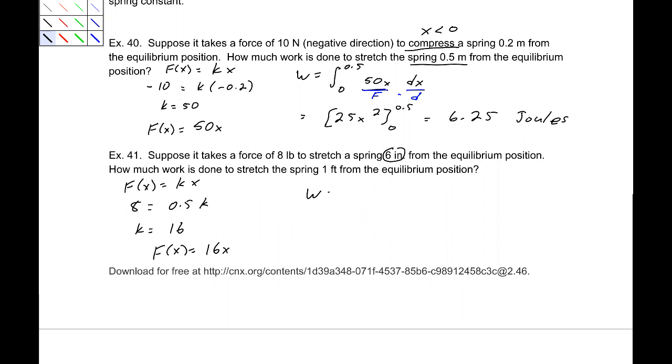Alright, now to find our work, that is the integral from 0, we are stretching 1 foot. So the integral from 0 to 1 of our force, 16x, that's our force function, times our distance, which is dx. Finding the antiderivative there, we get 8x squared, evaluated from 0 to 1, which is going to be 8. So because we were dealing with feet and pounds, our answer is in foot-pounds.